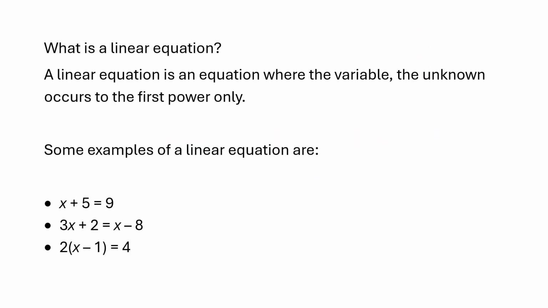First, what is a linear equation? A linear equation is an equation where the variable, the unknown, occurs to the first power only. Some examples of linear equations are shown here. Notice that x is to the first power, with a constant term. Again, an x to the first power on both sides. Here, x is to the first power nested in a grouping.